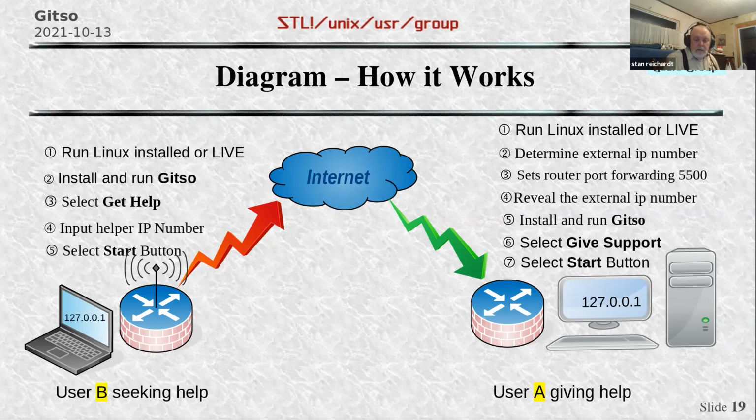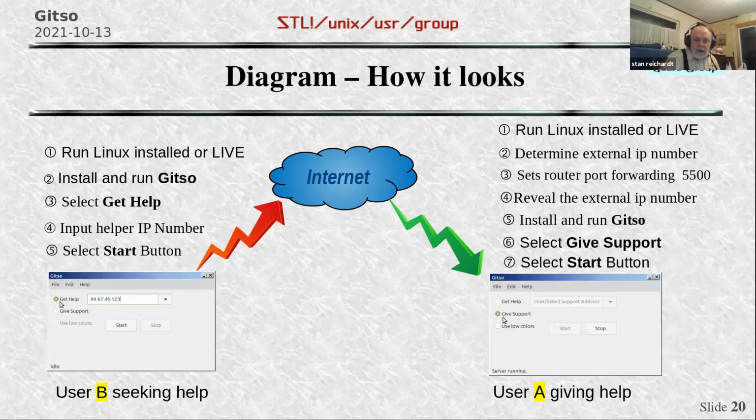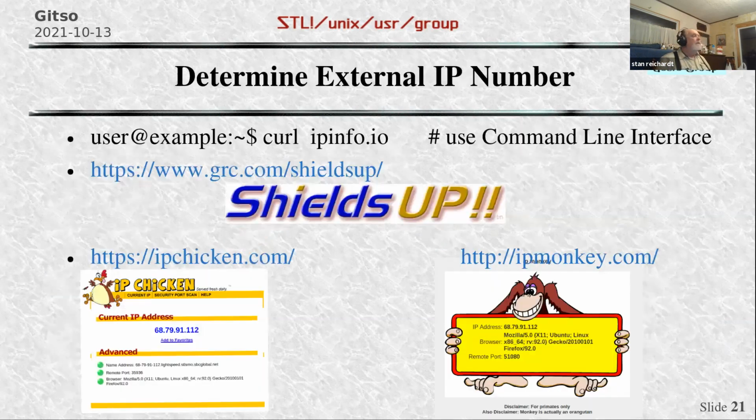And I've got another slide that is kind of the same thing. Person B sees a little block that says Gitso, and he selects the Get Help section. He puts that IP number in. Person A, giving help, selects Give Support, and they both select the start button, and the thing starts connecting.